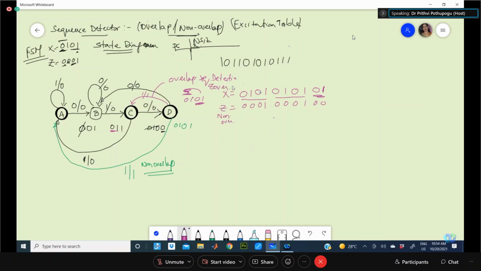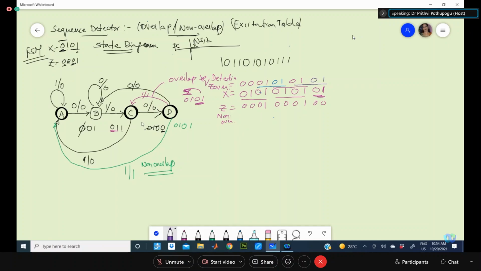For overlap, Z of overlap, what will your output be? This is 0, 0, 0, 1. Now this becomes the second sequence, the second overlapped sequence, so it should be 0, 1. And this becomes the third overlapped sequence, so 0, 1. And this is the fourth overlap sequence, 0, 1.